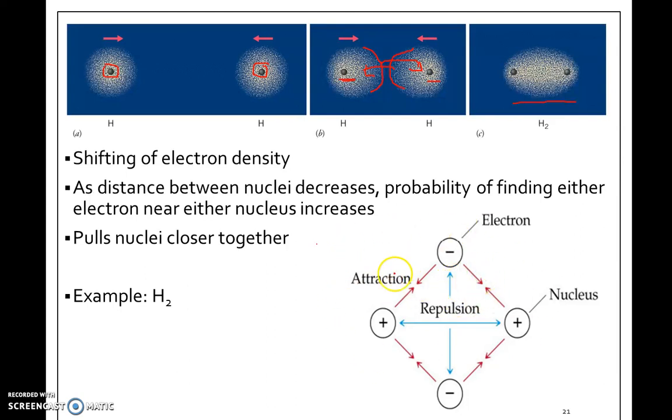There's a lot of attraction and repelling going on. If you look at just the simplified model of hydrogen, you have one proton and one electron. Again, hydrogen doesn't have a neutron. The protons repel each other, the electrons repel each other, but then there's attraction between the electron from one atom to its nucleus, and then to the other nucleus, and so forth.